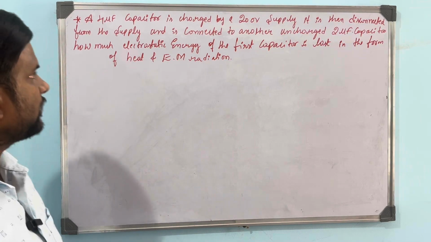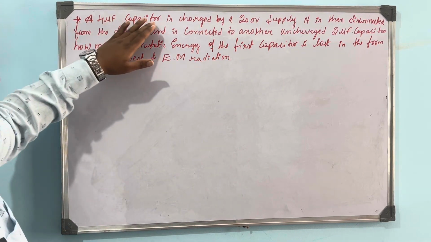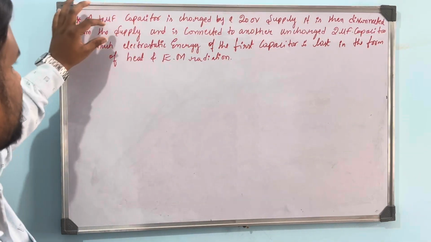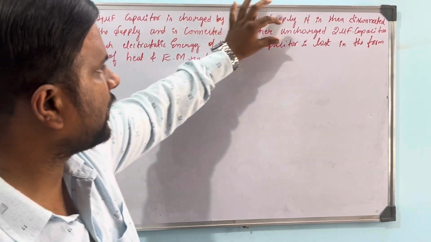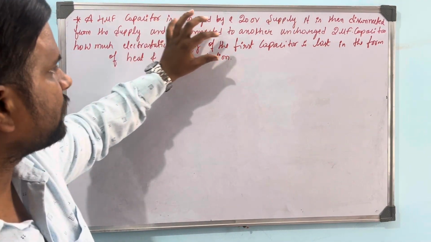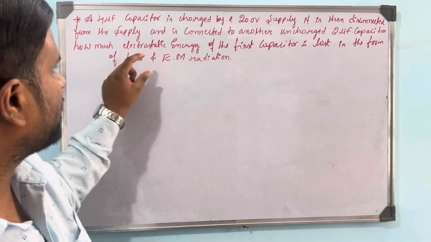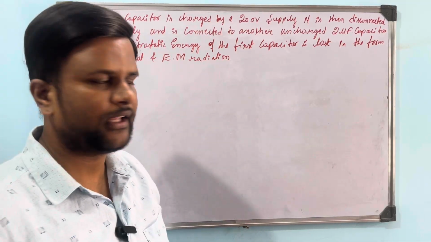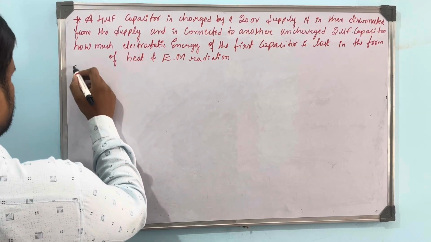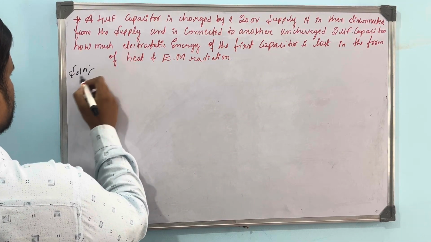So now, the next numerical: a 4 microfarad capacitor is charged by a 200 volt supply. It is then disconnected from the supply and connected to another uncharged 2 microfarad capacitor. How much electrostatic energy of the first capacitor is lost in the form of heat and electromagnetic radiation? It is like the previous question only.